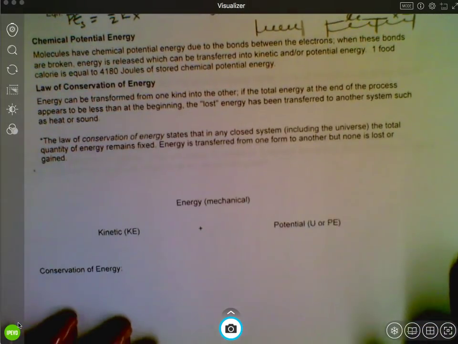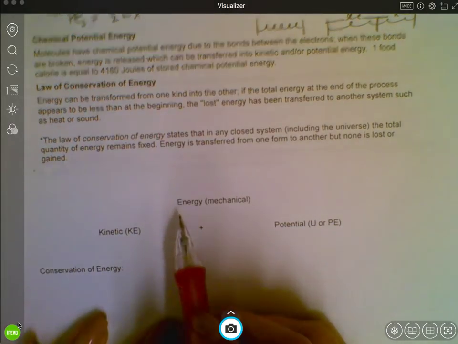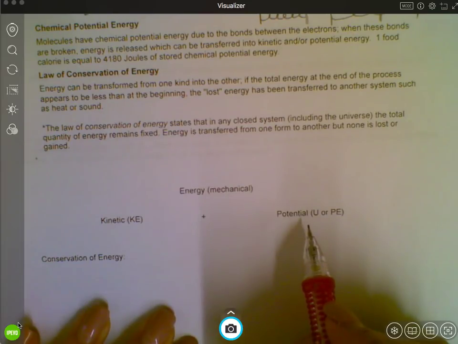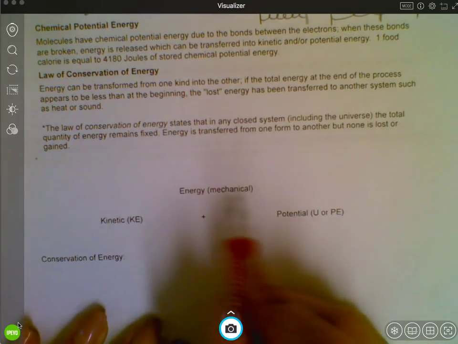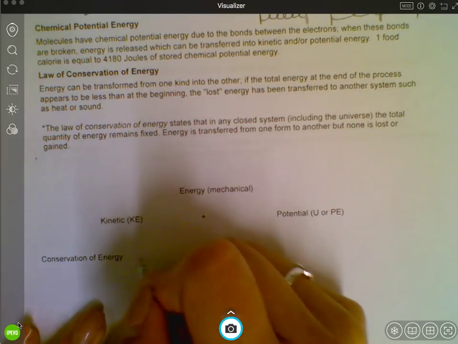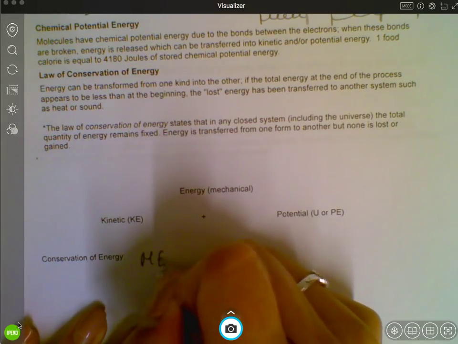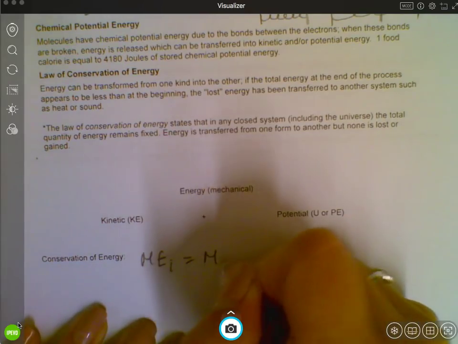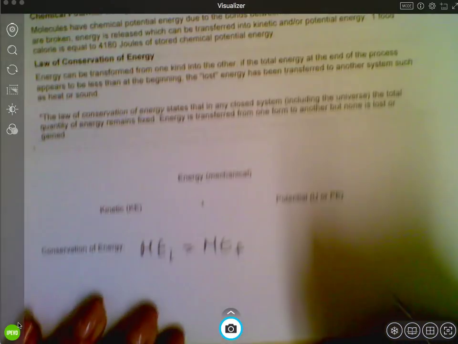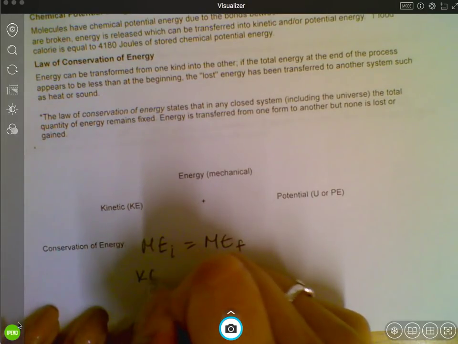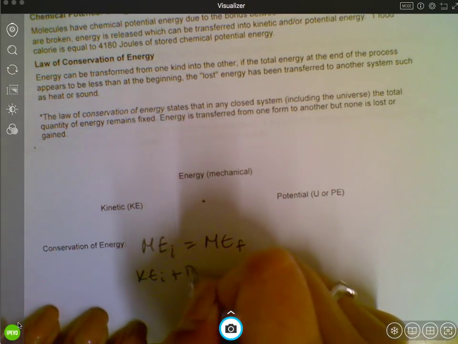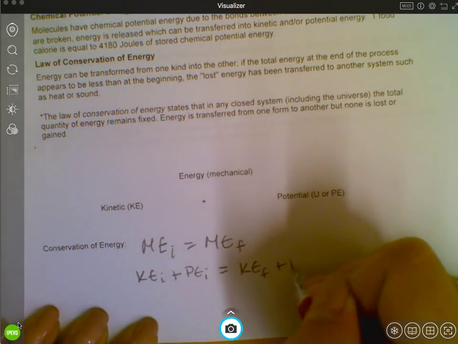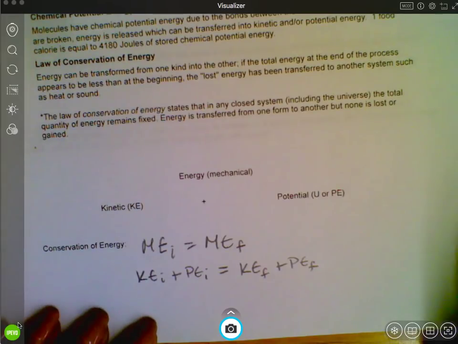All right, so we are talking about mechanical energy. Mechanical energy is kinetic plus potential. So our conservation of energy law says that the total mechanical energy initial equals total mechanical energy final, which means that the kinetic energy initial plus the potential energy initial equals the kinetic energy final plus the potential energy final.